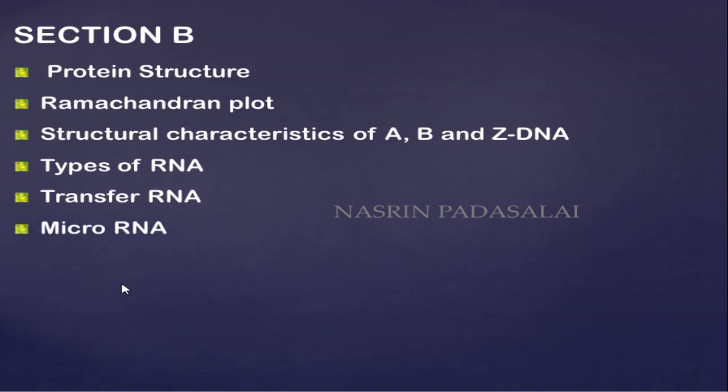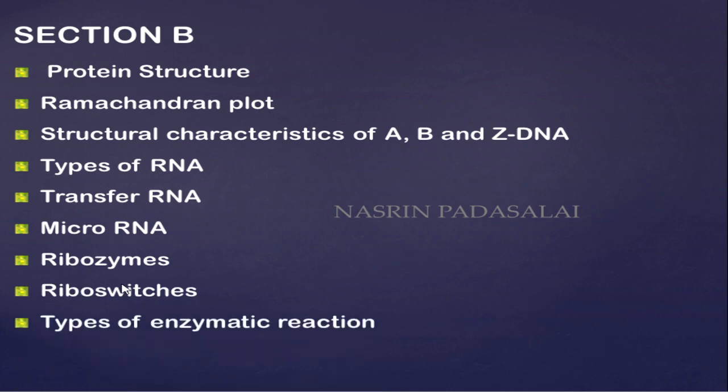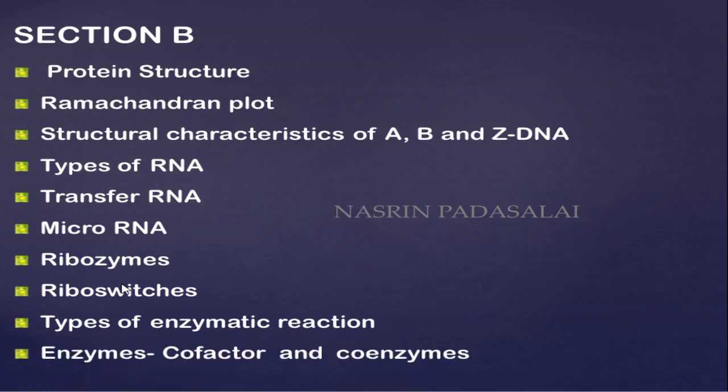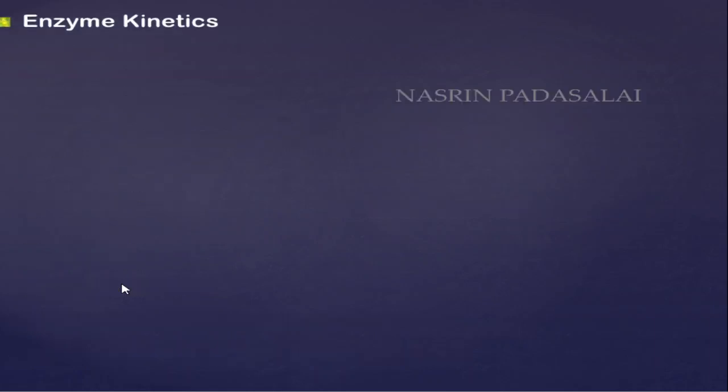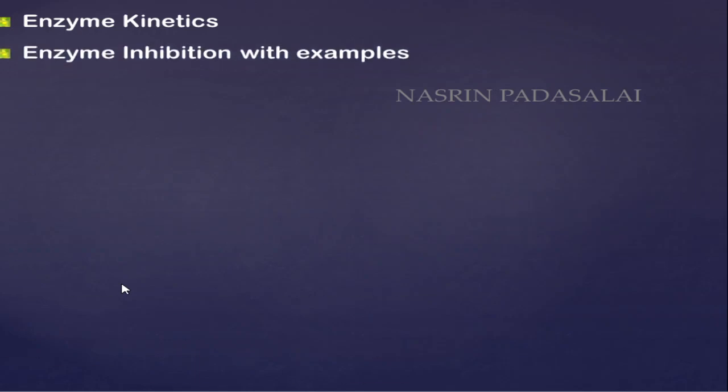Next, you need to study about microRNA and small nuclear RNA. Next, ribozymes and riboswitches. Next, you need to know about operon concepts like the lac operon and trp operon. Next are types of enzymatic reactions and enzymes, like the list of enzymes, their cofactors and coenzymes. Next, you need to know about enzyme kinetics, which is very important, and enzyme inhibition.